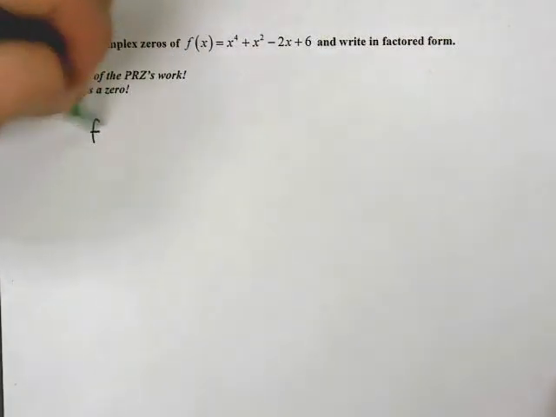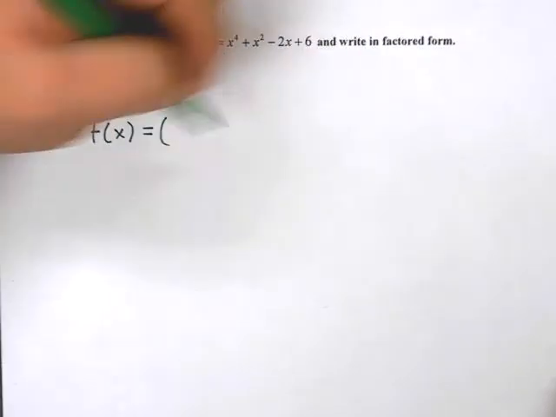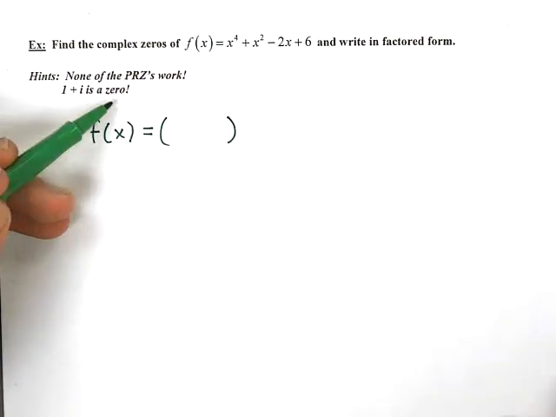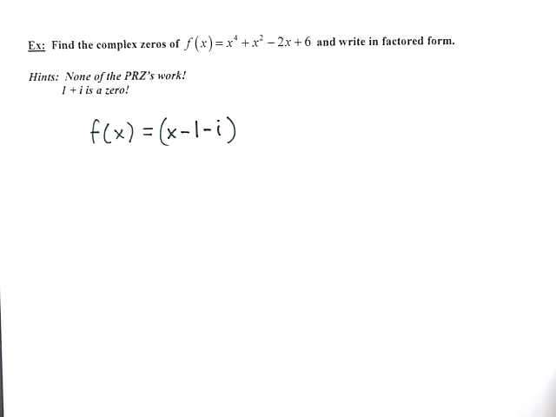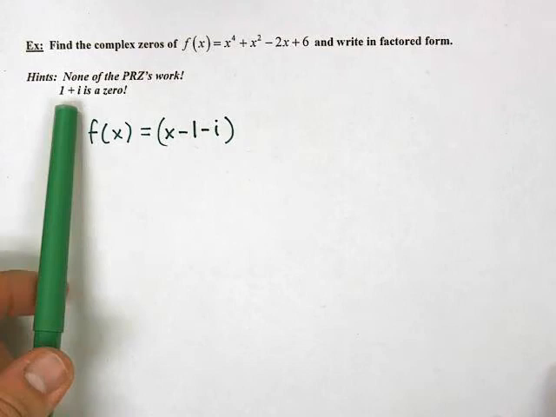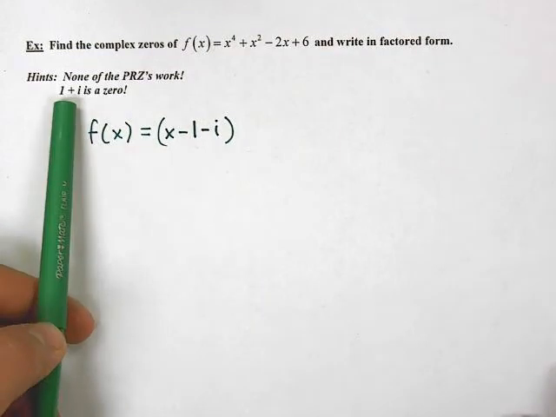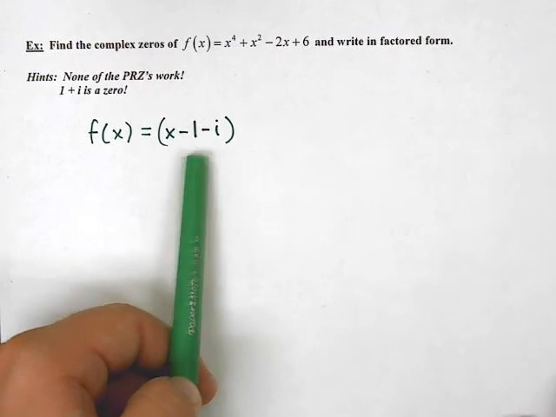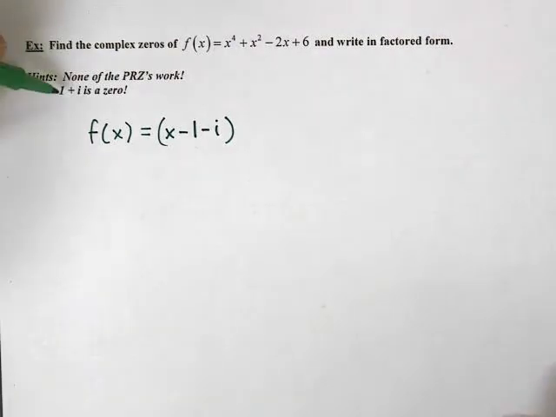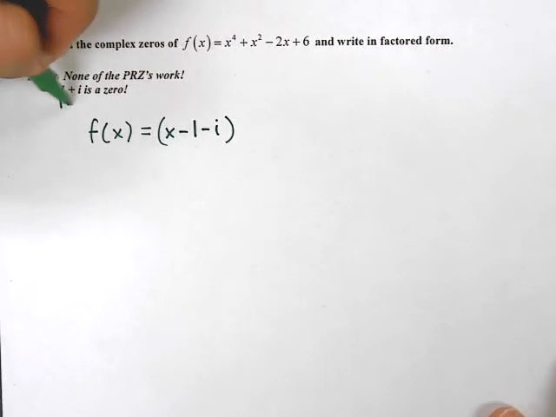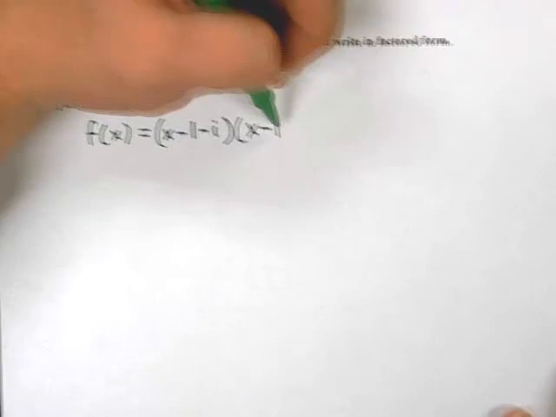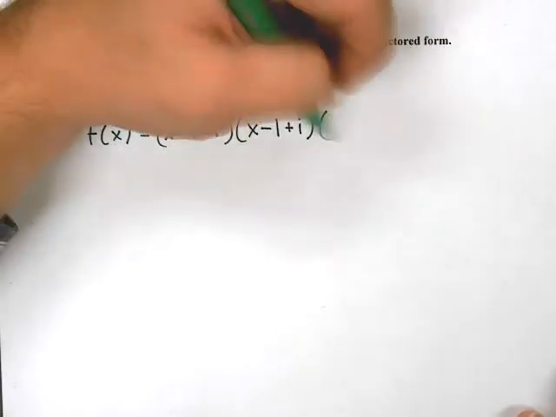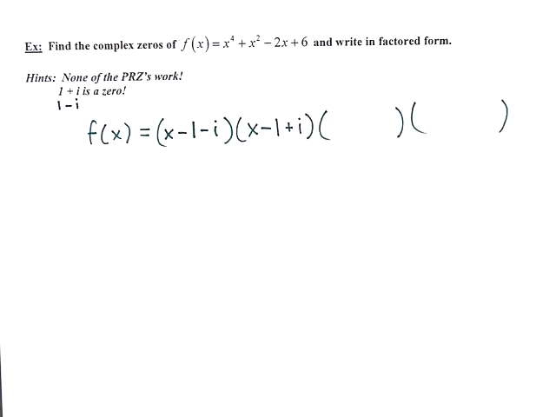So f of x equals, if 1 plus i is a zero, that means my factor from that is x minus 1 minus i. Do we remember that? Remember that the zeros always look opposite in their factor form. And then you have to remember that if 1 plus i is a zero, what else is? 1 minus i. So x minus 1 plus i. And then we don't know the other two, right? We've got some work to do for those.